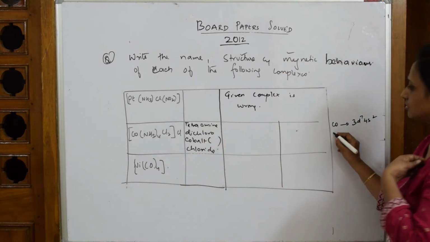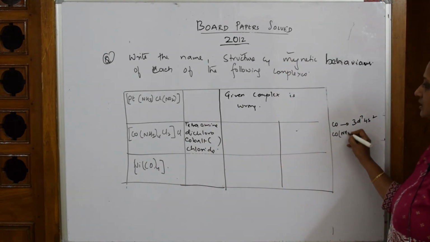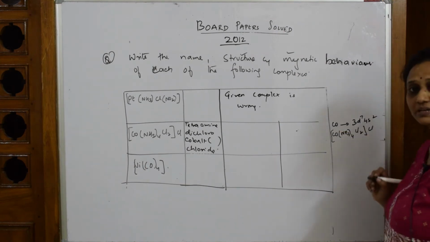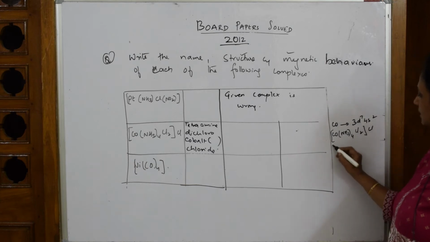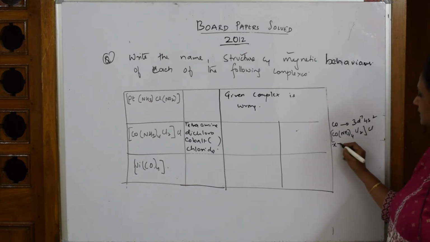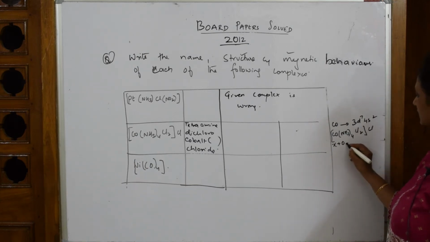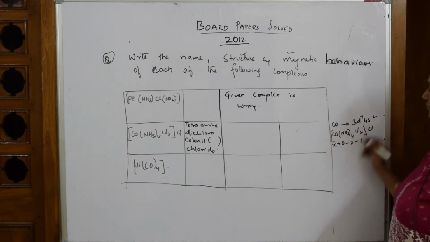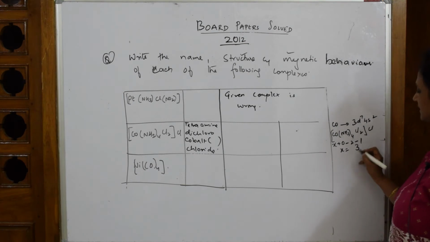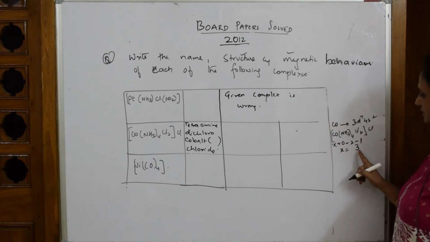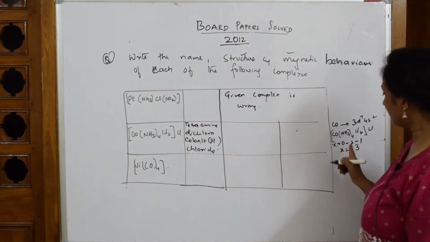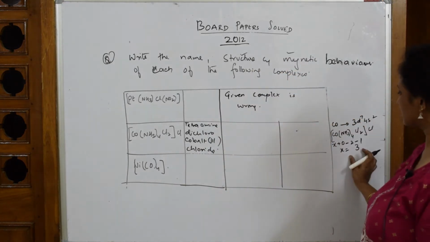Now come back to this. When I have to write the complex, Co, NH3 taken 4 times, Cl2 and your Cl. This is your complex, right? Now let's see. Now cobalt is X, ammonia is 0, this chloride is -2, this is also -1. So when this comes out, X becomes 3, isn't it? So your oxidation state is 3. Okay, let's come back and write 3. This is over.